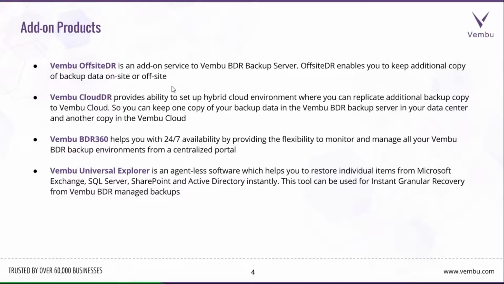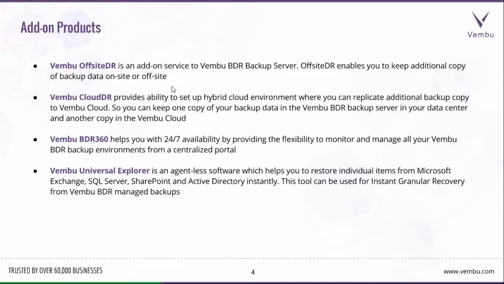Adding to that, we have some more add-on products. Vembu Offsite DR helps you have a redundant copy of the backed up data at an offsite data center, so it helps you set up an offsite DR server from your Vembu DR backup server. Vembu Cloud DR helps you set up a hybrid cloud environment where you can replicate the additional backup copy to Vembu Cloud, so that you can keep one copy in your local BDR server and the other copy in the cloud. So in case of any disaster, you can directly perform the recovery from the cloud.